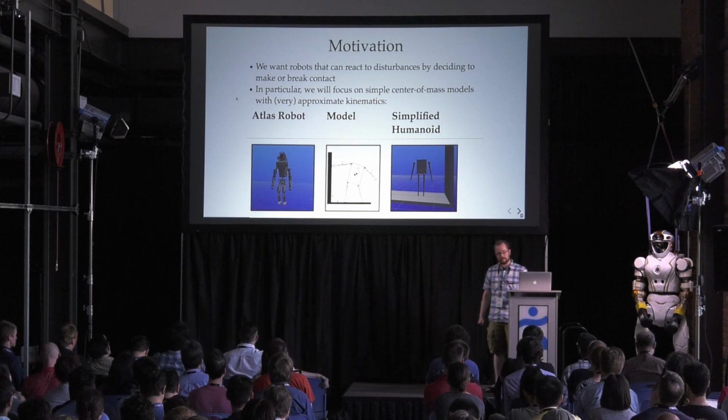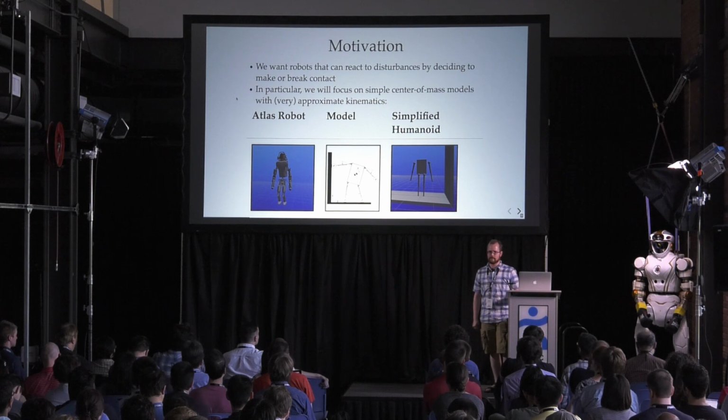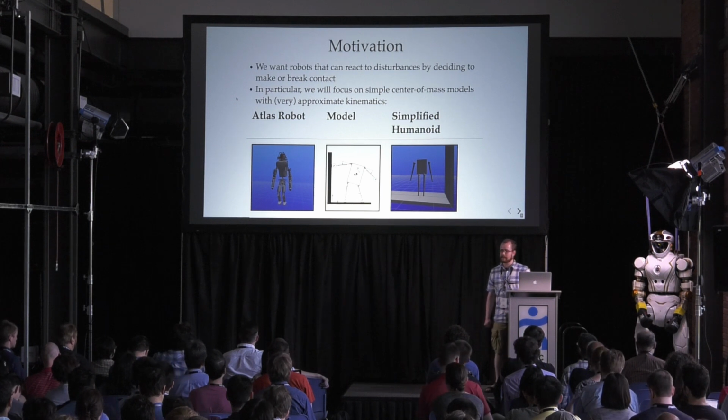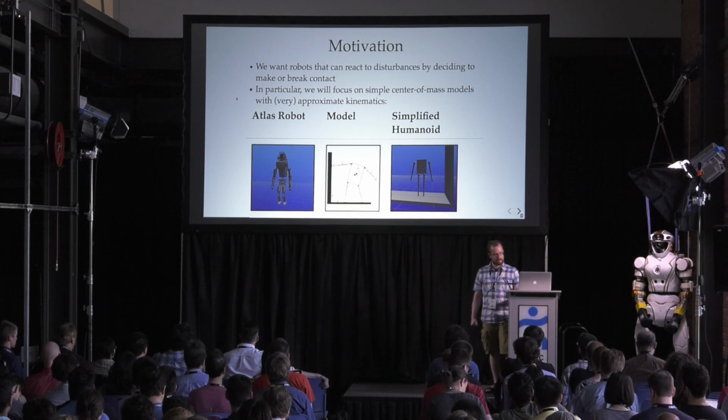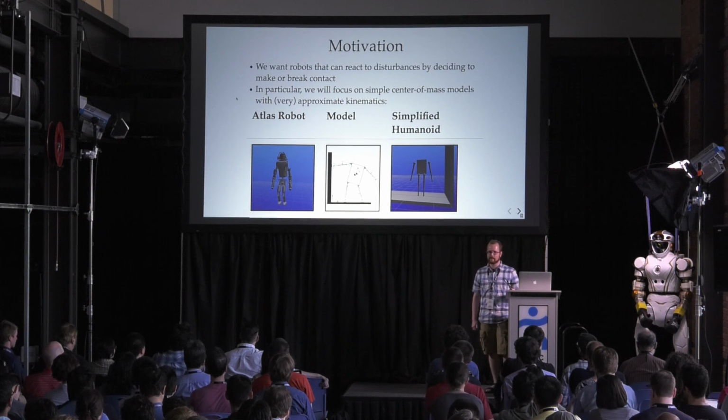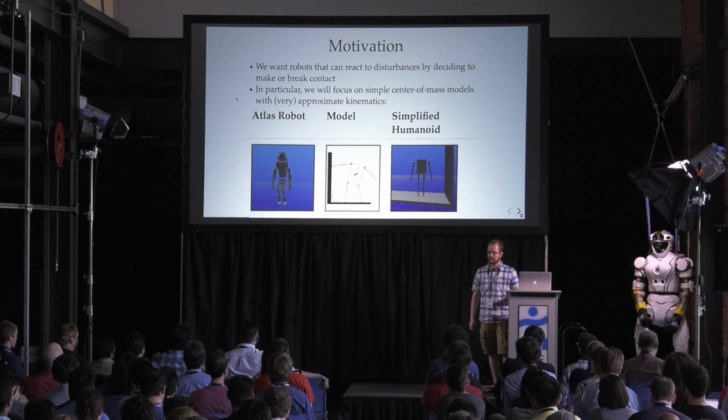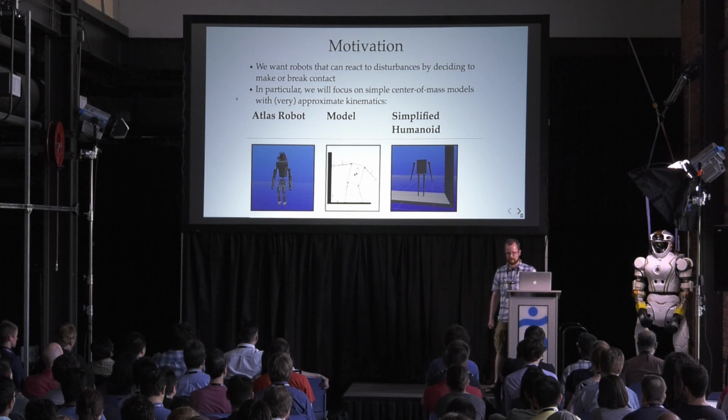To do that, we're going to focus on a very simple center of mass model, a little bit more than something like a linear inverted pendulum. Instead, we're going to take something like the Atlas robot, model that as a center of mass with limbs that have mass themselves, and model the contact between those limbs and the world. I'm going to focus everything I'm talking about in a planar system just to keep things simple. I think a lot of these ideas extend to 3D, but we haven't tried it yet. From that simple model, we're going to create a simple humanoid that we can use to control.